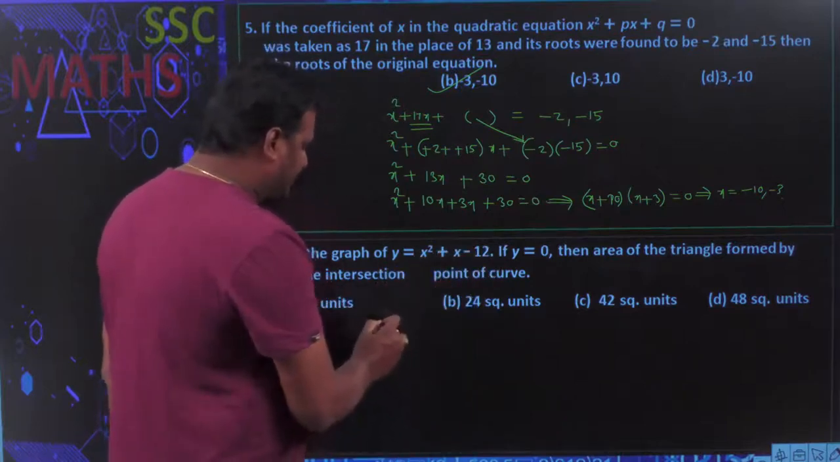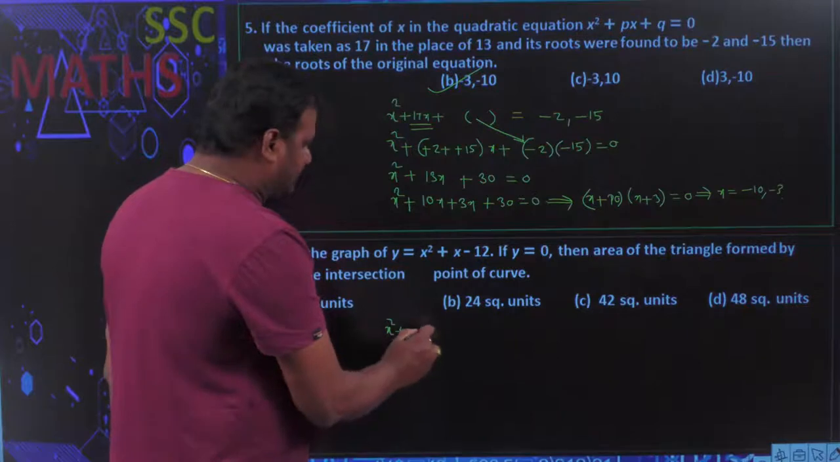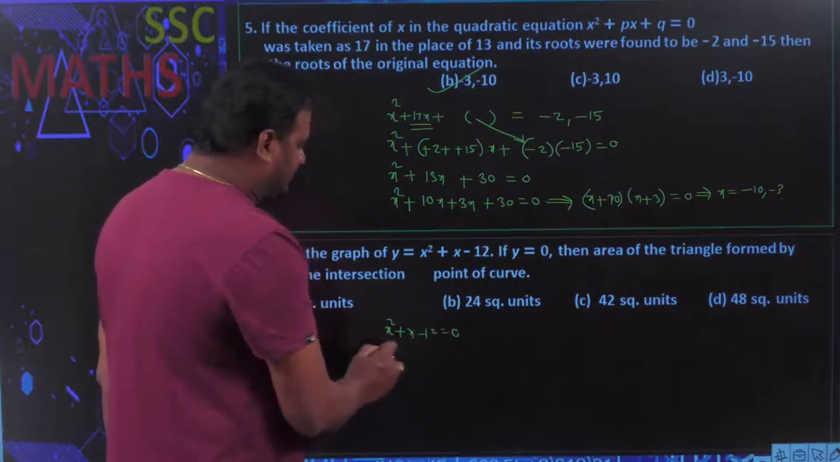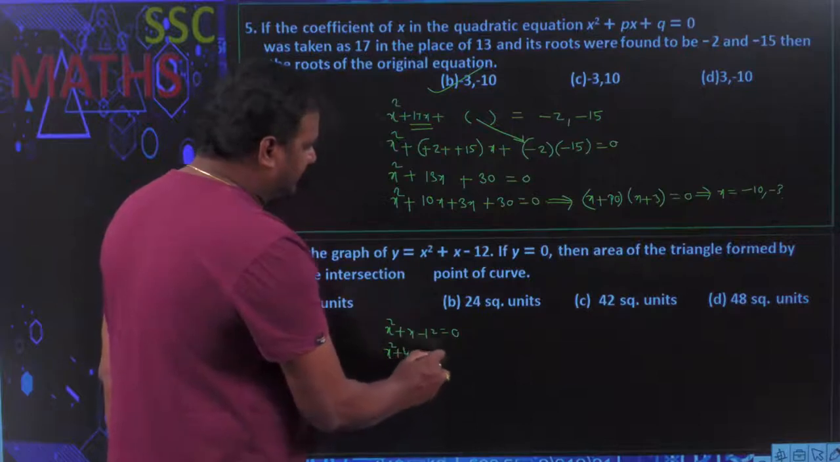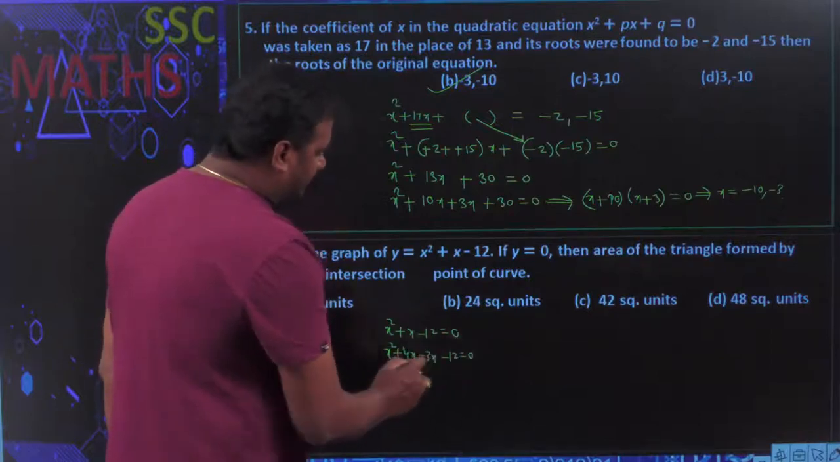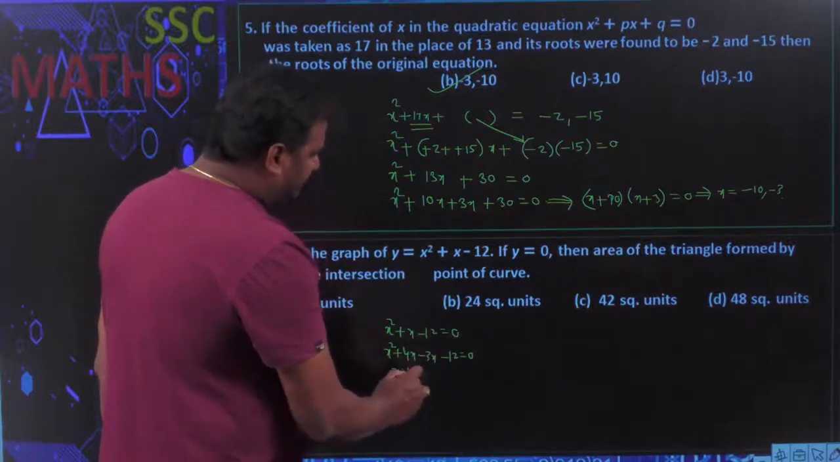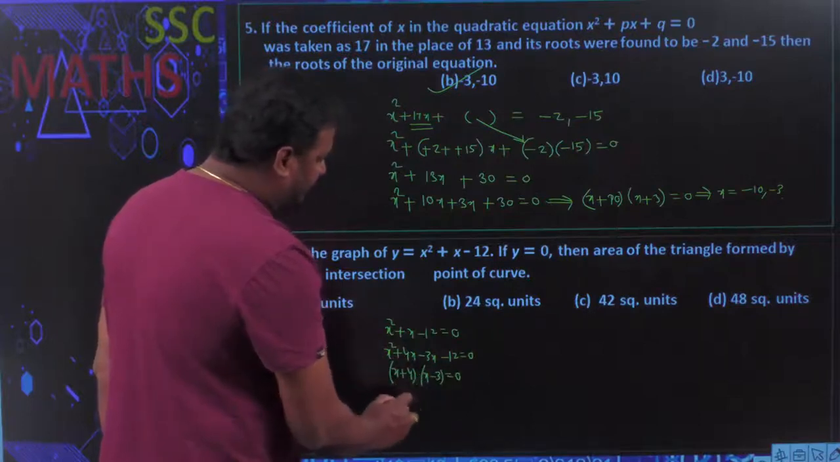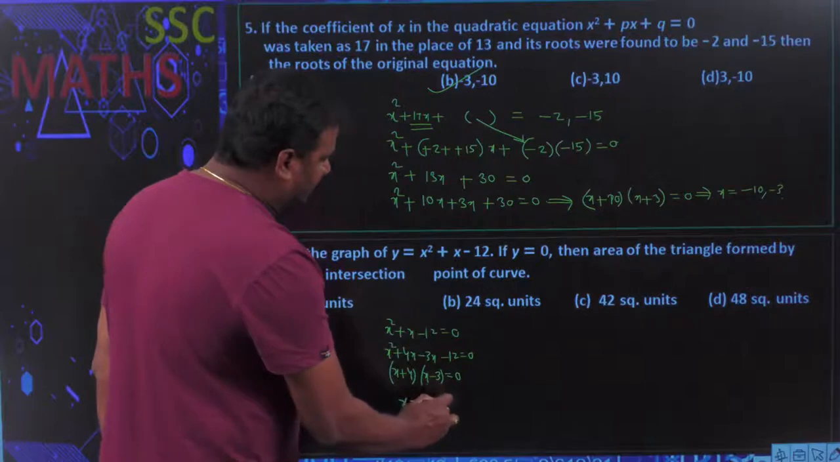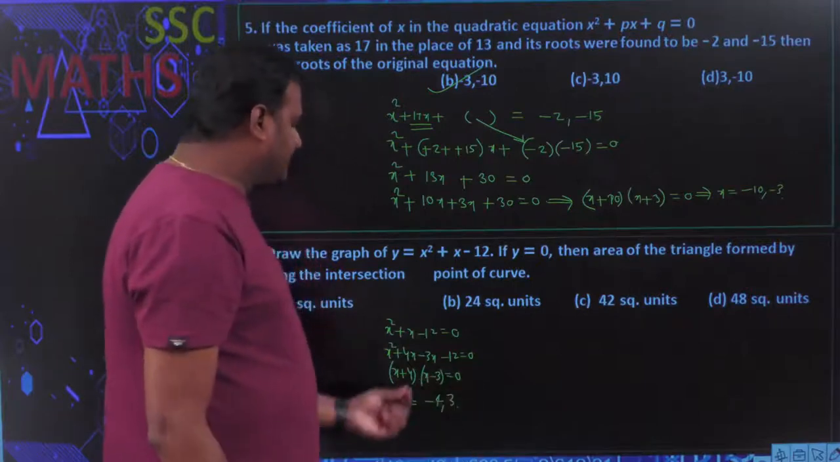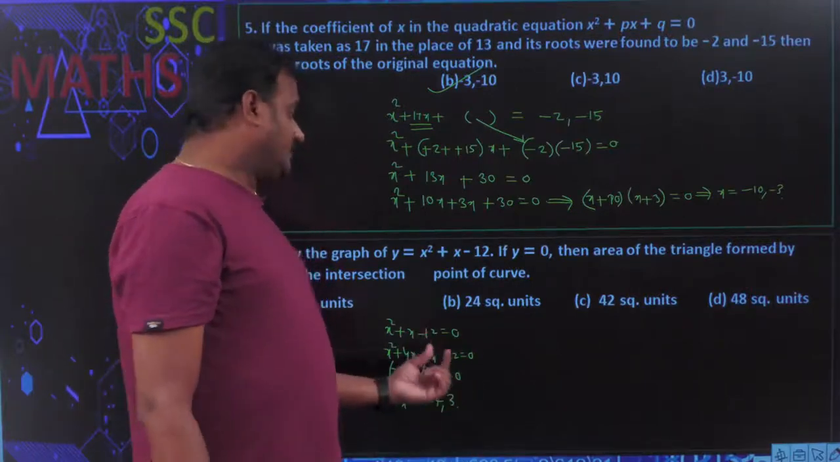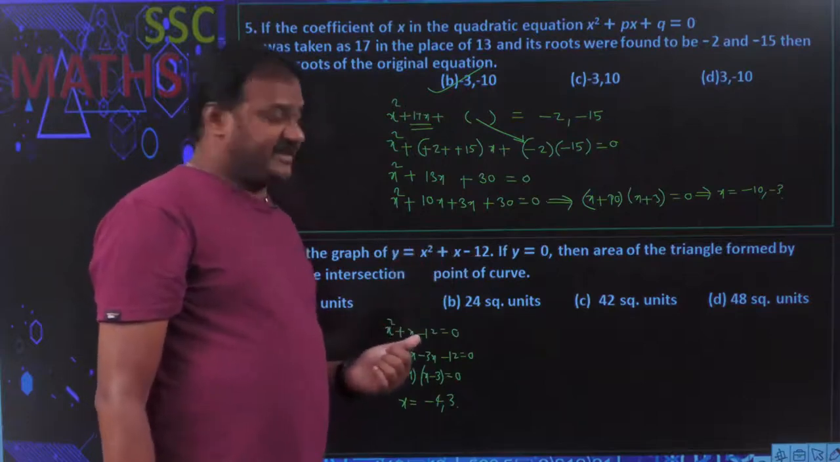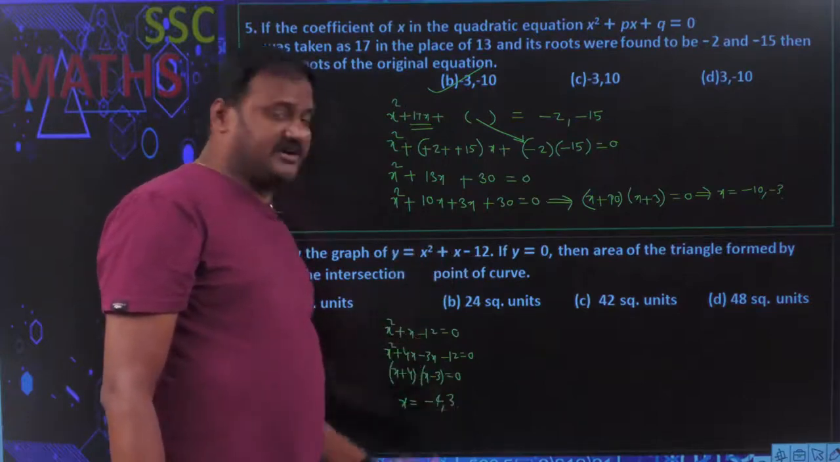x square plus x minus 12 is equal to 0. So 3 fours are 12, right? So x square plus 4x minus 3x minus 12 equal to 0. It can be written as x plus 4 times x minus 3 is equal to 0. Therefore, the values of x are minus 4 comma 3. So what do you mean by minus 4 comma 3? Your curve, the parabola, intersects the x-axis at minus 4 comma 3.